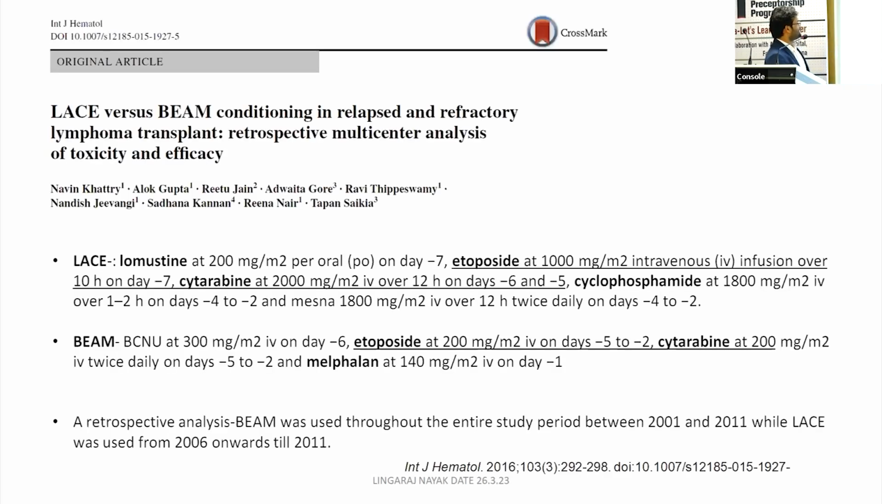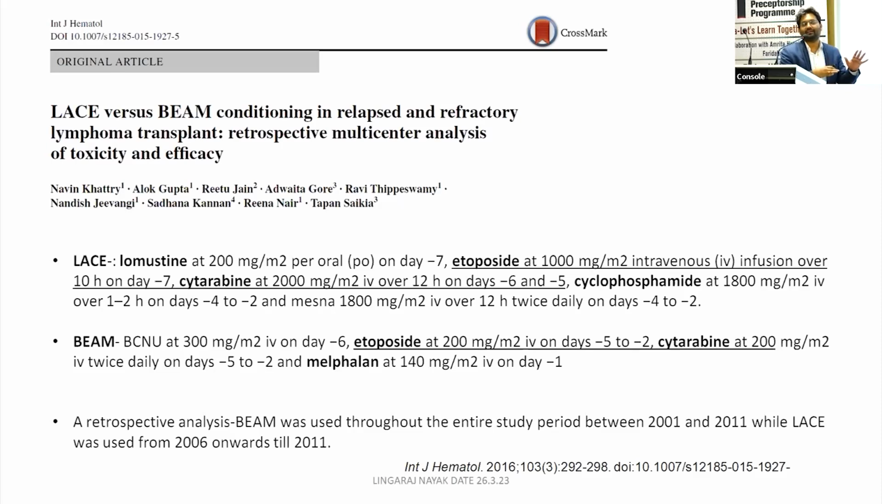This is a retrospective analysis that we did from our center. Just focus on the doses of chemotherapy here. In LACE, you have lomustine, and etoposide 1 gram per meter square, a very high dose, and very high dose cytarabine. But in BEAM, the etoposide and cytarabine doses are much lower, with melphalan 200. So LACE has high dose cytarabine and high dose etoposide, while BEAM has moderate to standard doses.